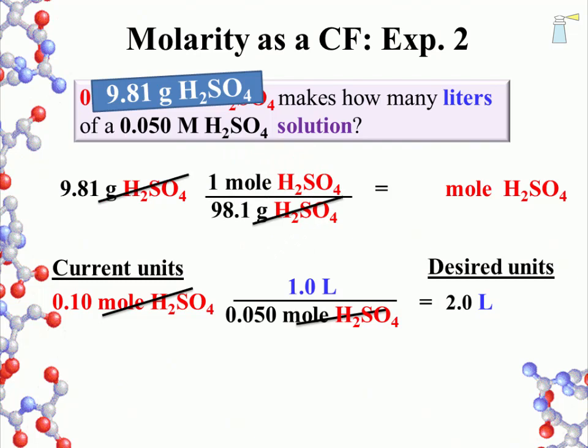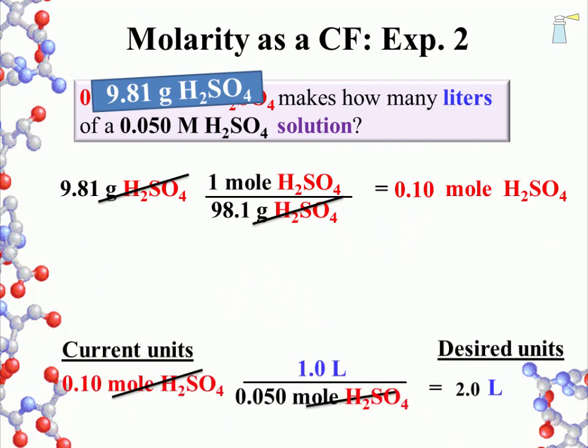Now grams can cancel out, and the math yields 0.10 moles of sulfuric acid, just like the value in the original problem. This calculated mole value can be inserted into the core solution given the requested value of 2.0 liters. These two conversions can be combined into a single dimensional analysis equation.